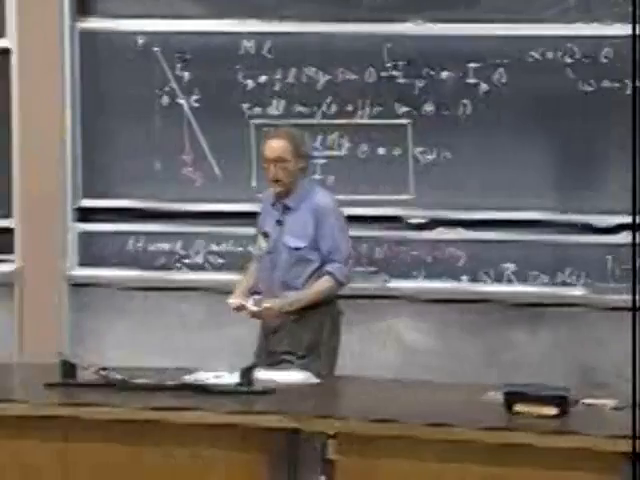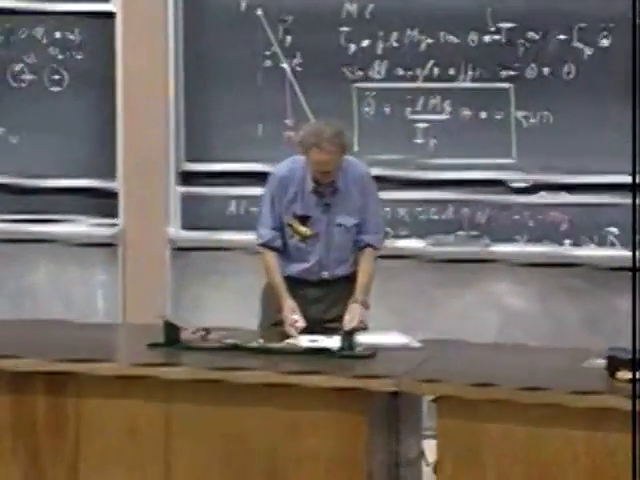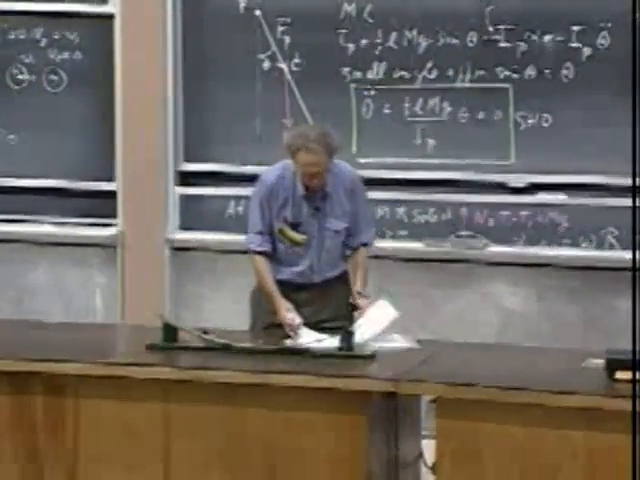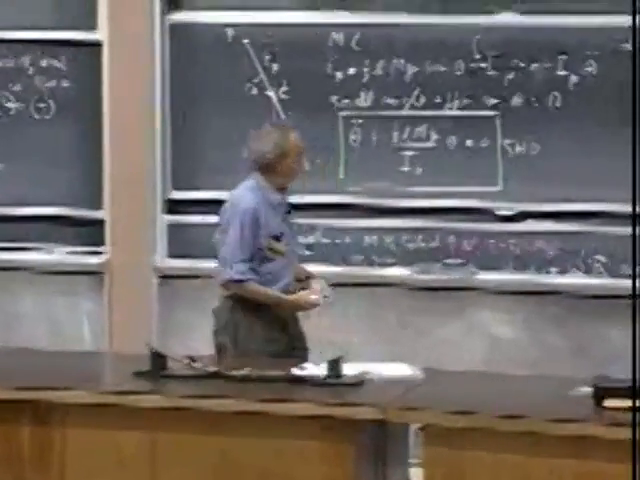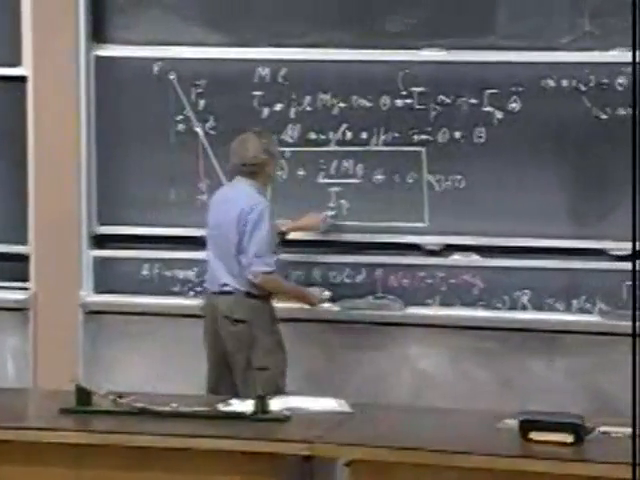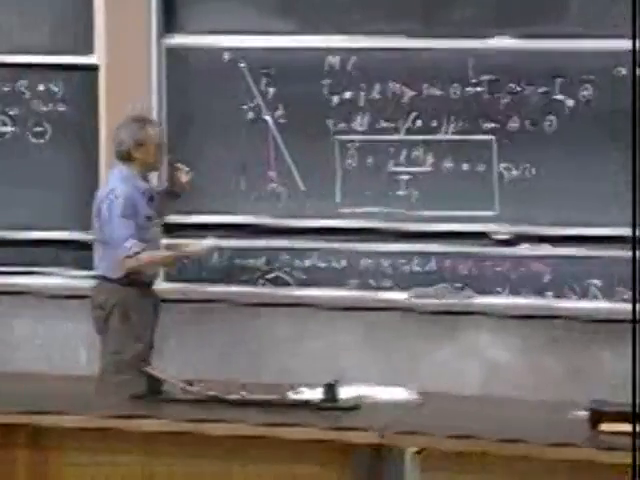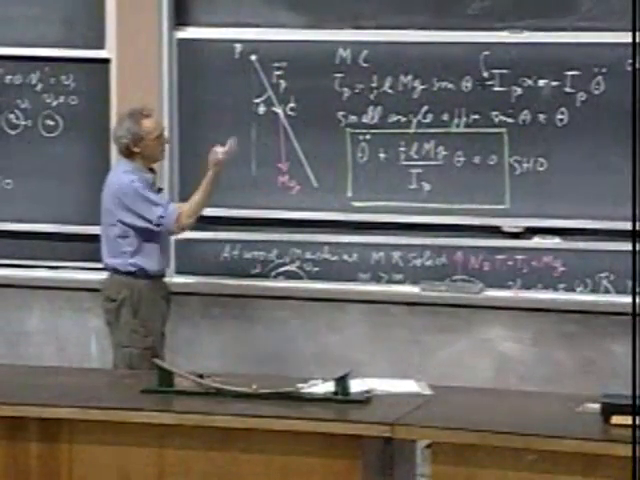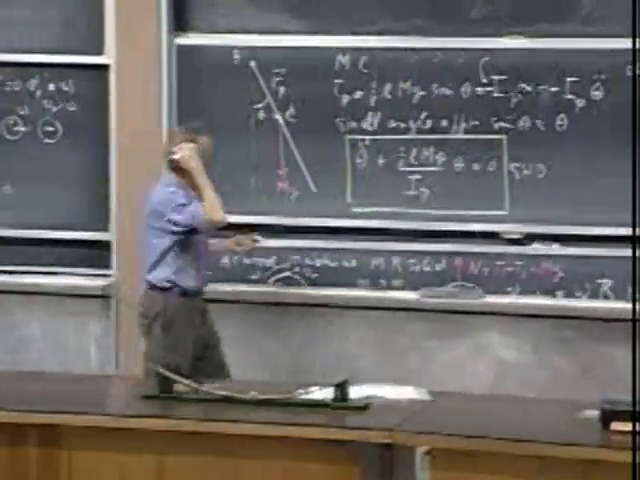Both are called ω. Both are radians per second. Couldn't be more confusing. All right, if we find I of P, then we can solve for the frequency, the angular frequency, and we can solve for the period.